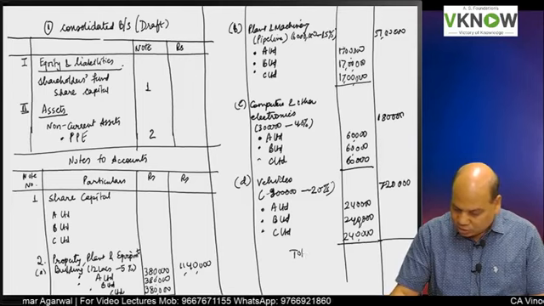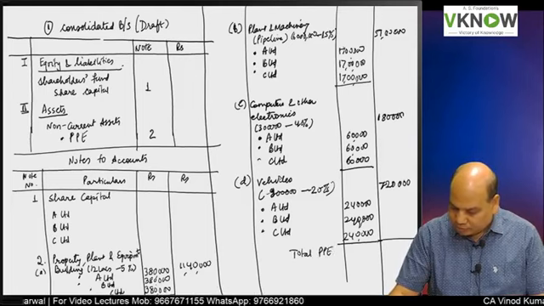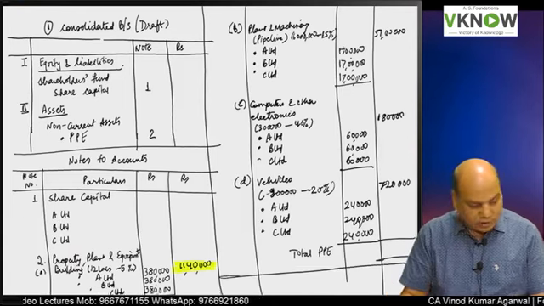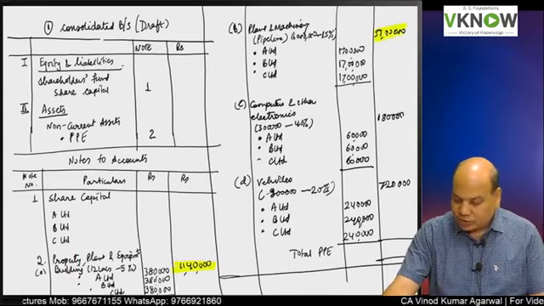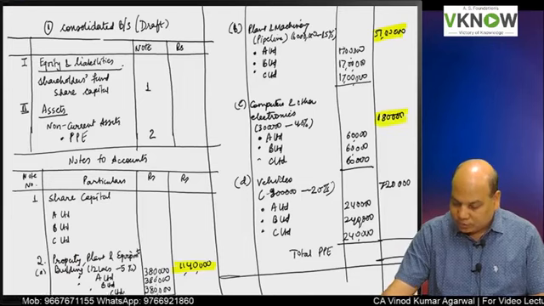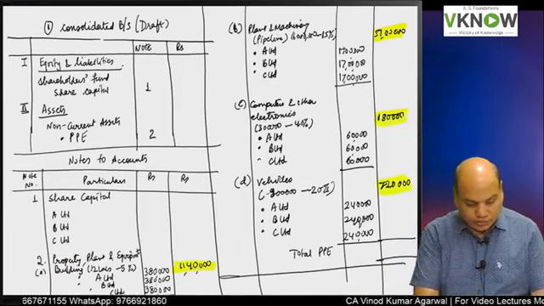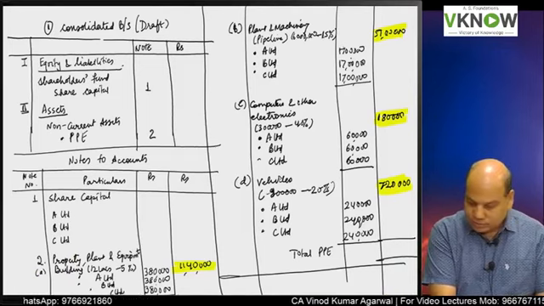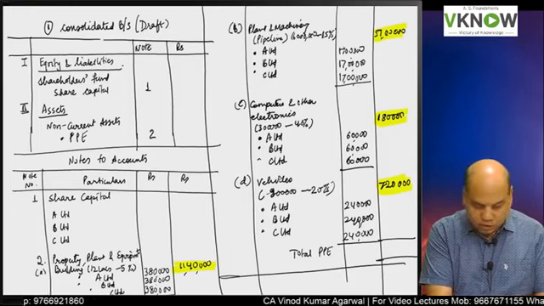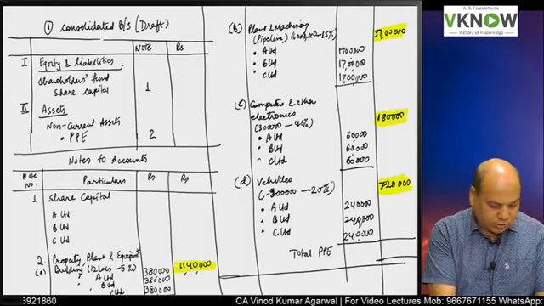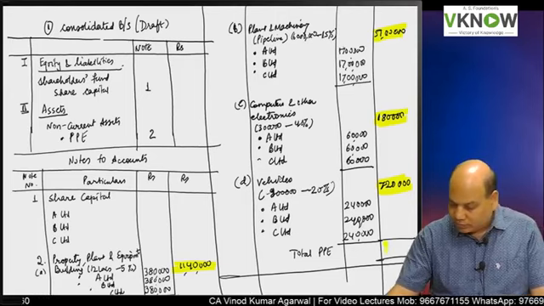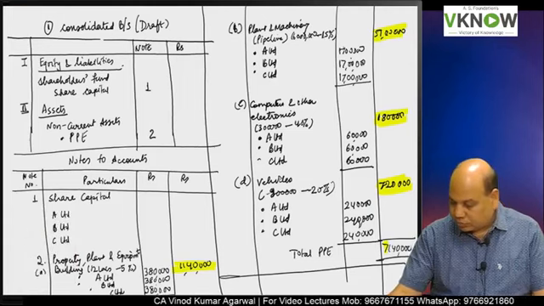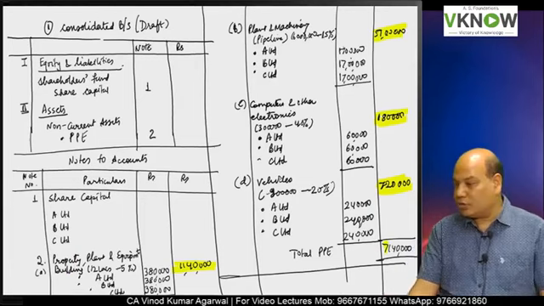And then you write down total PPE. You will add 11 lakh 40,000 plus 51 lakh plus 1 lakh 80,000 plus 7 lakh 20,000. Please take the total of all these 4 assets and give me the answer. Yes, what is the answer? 71 lakh 40,000 is the total asset.